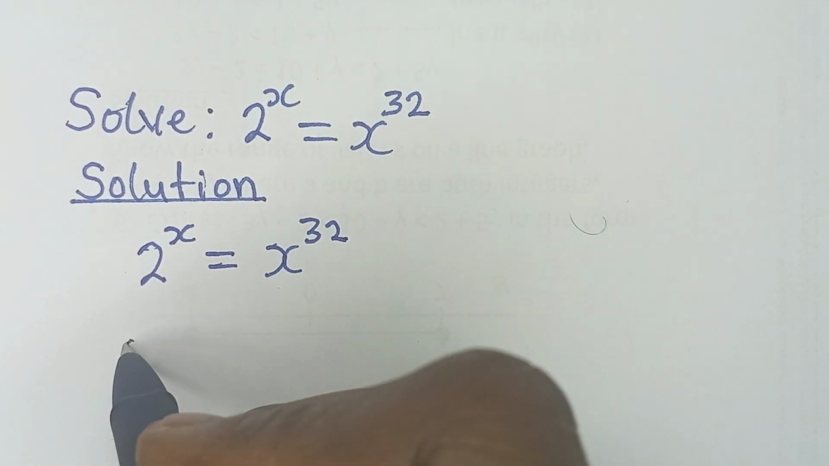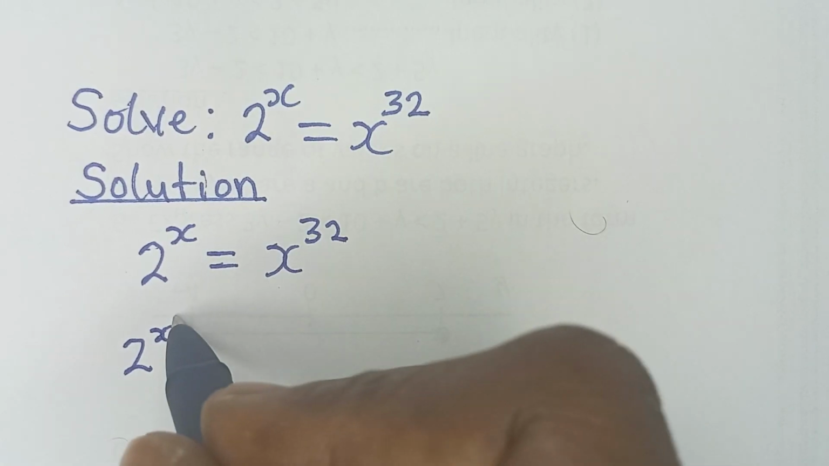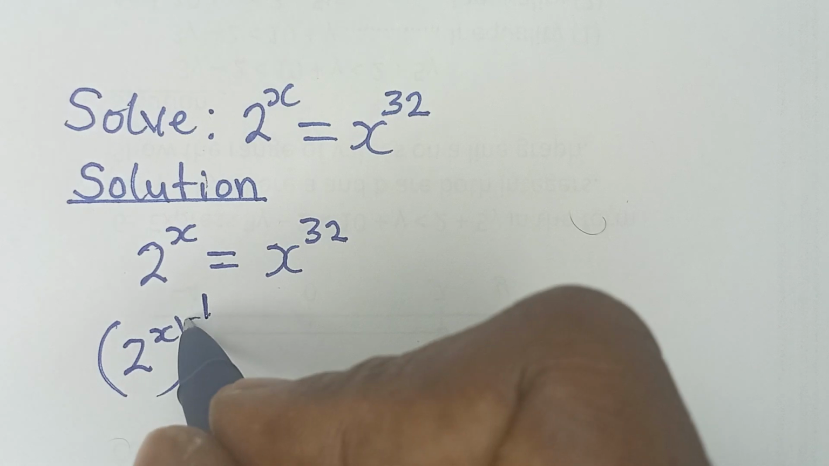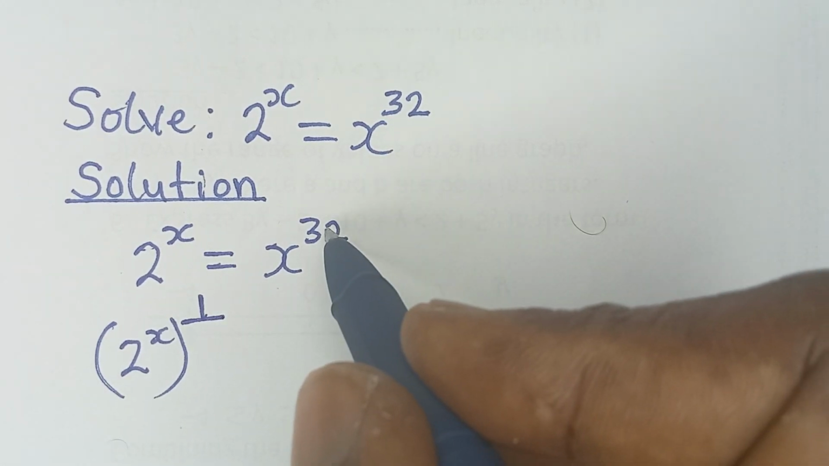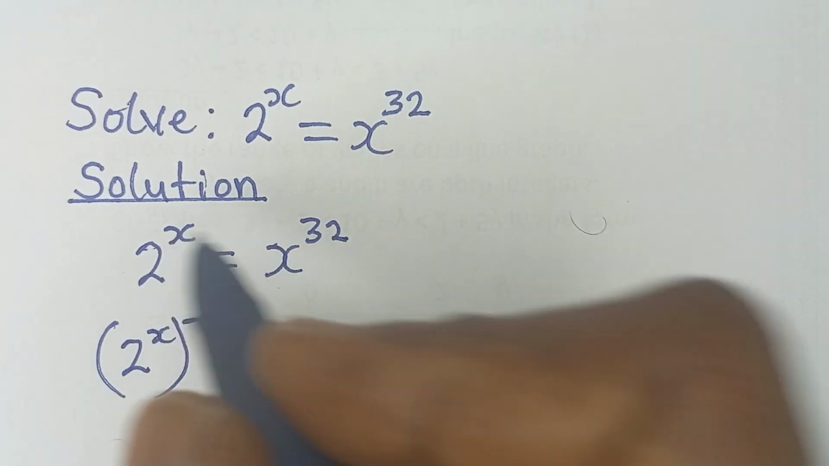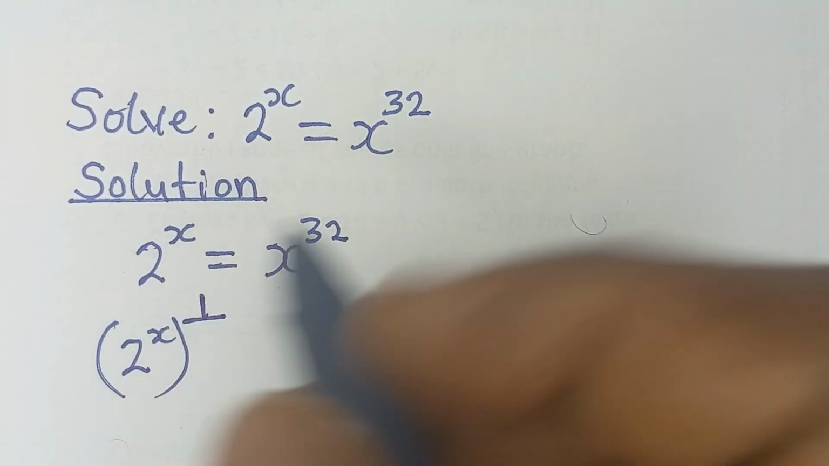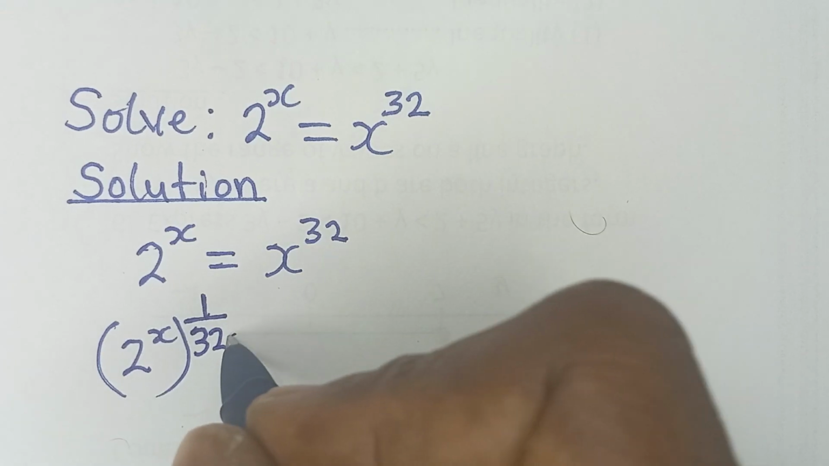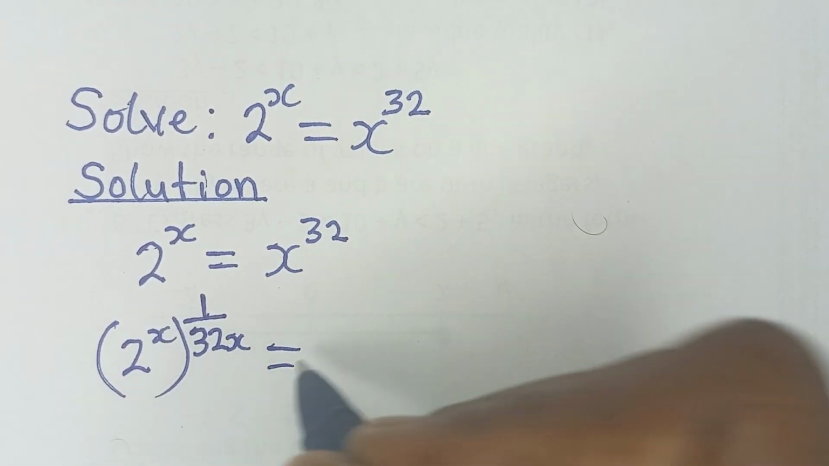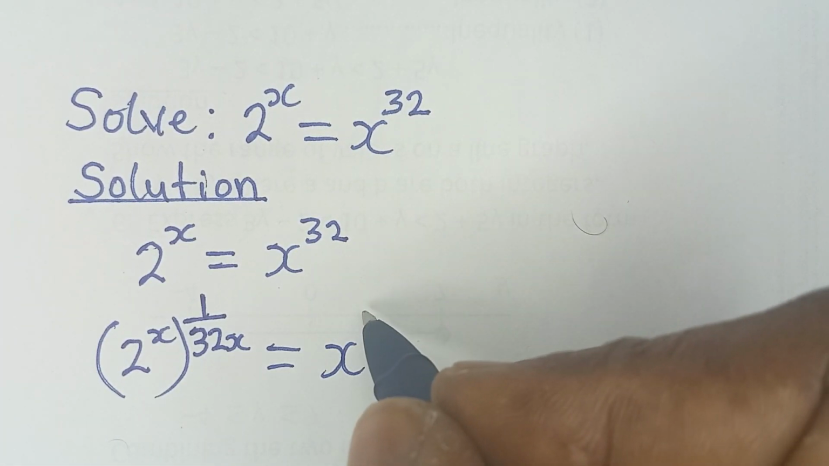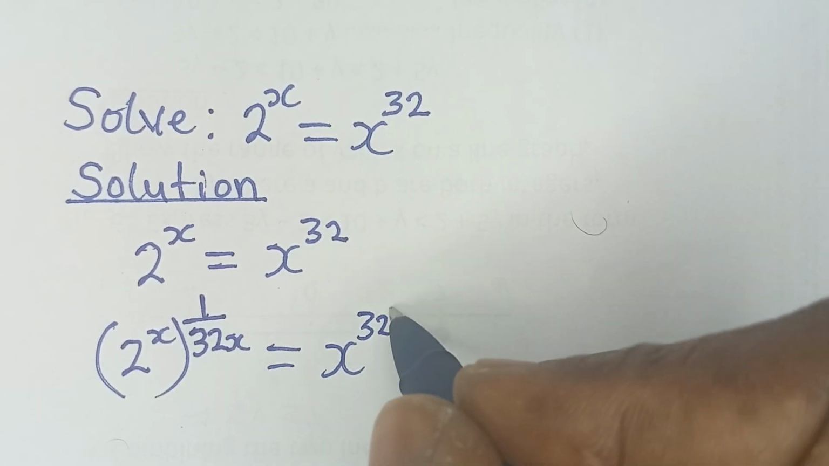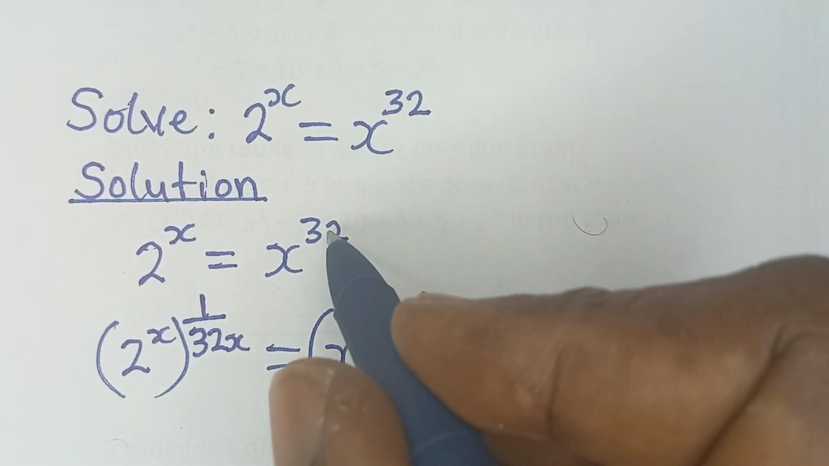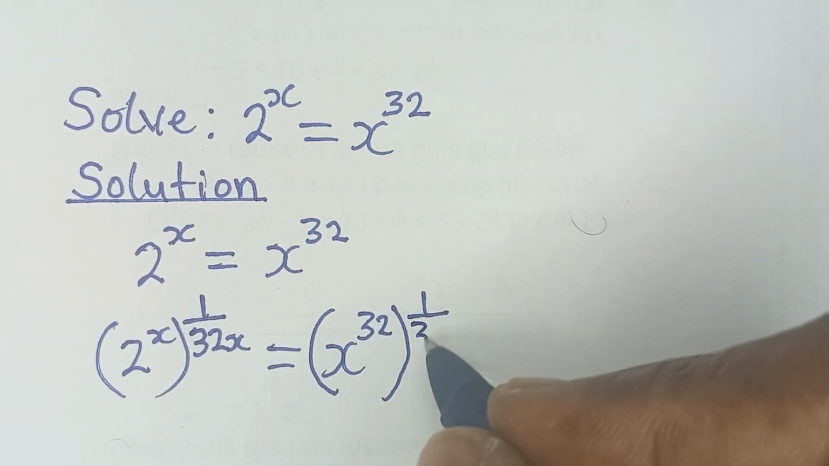Now, the first thing I would like us to do here is to raise this to the inverse of this power multiplied by this power. So this power multiplied by this power will give us 32x. So we raise both sides to the inverse of 32x. So I'm also going to write x raised to the power 32, and then I'm also going to raise this side to the inverse of 32 multiplied by x, which is 32x.